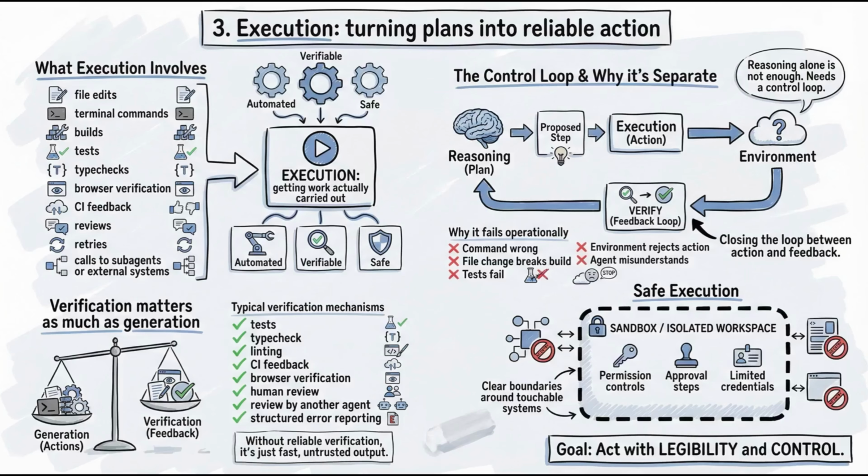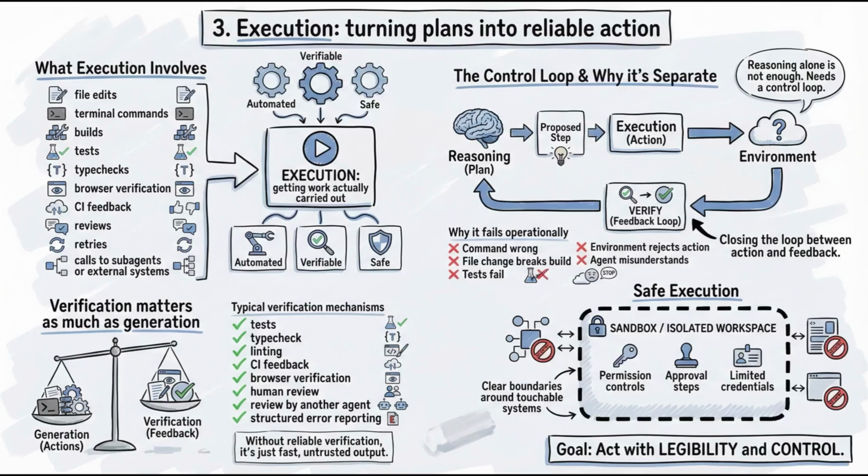When we talk about typical verification mechanisms, we mean things like automated tests, type checking, and linting. We also rely on CI feedback, browser verification, structured error reporting, and reviews, whether that review is done by a human or by another AI agent. A system that can generate changes but cannot reliably verify them is not robust. It is only fast at producing untrusted output.